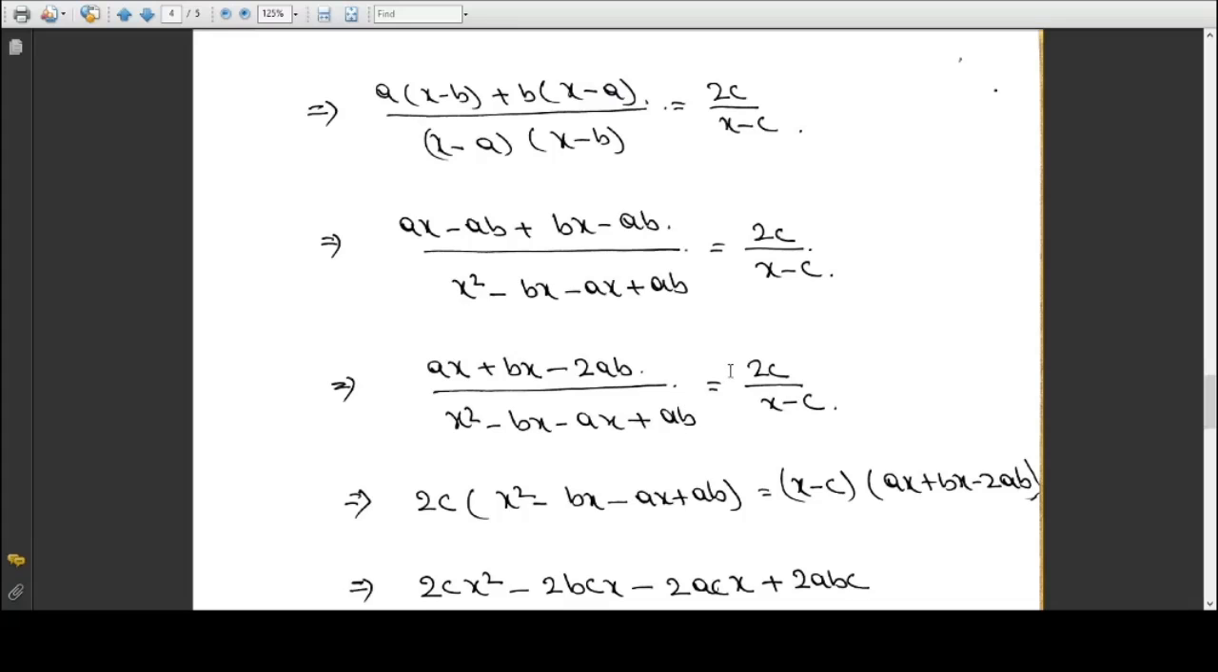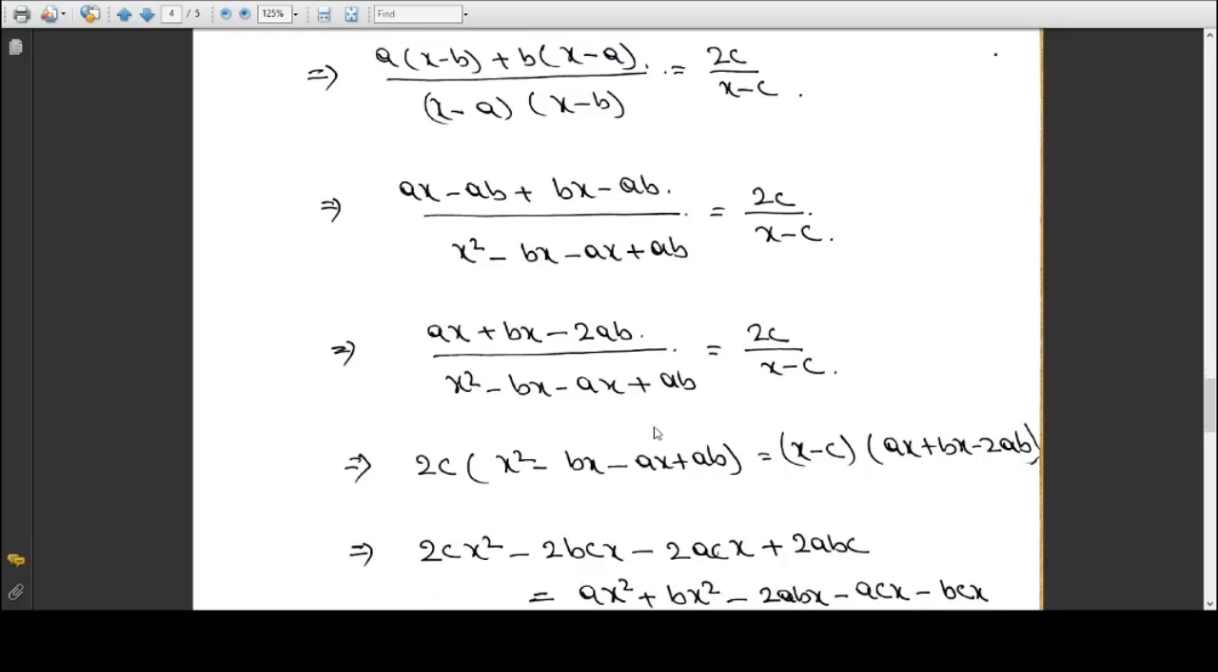it's a matter of your choice. If you do this cross multiplication first, that will also do. If you take this one first, that will also do. Whatever it may be, you'll get the same result only. It's a matter of cross multiplication only.